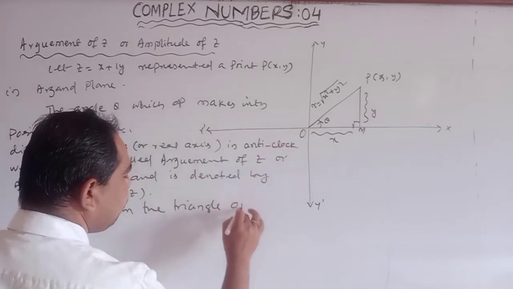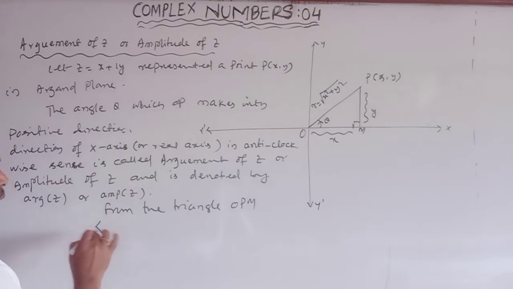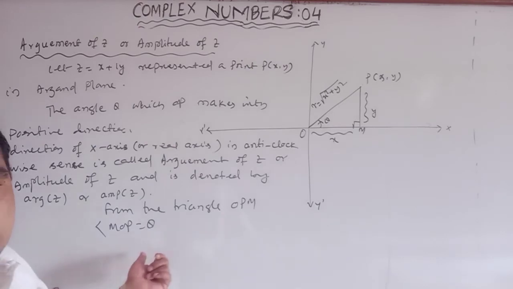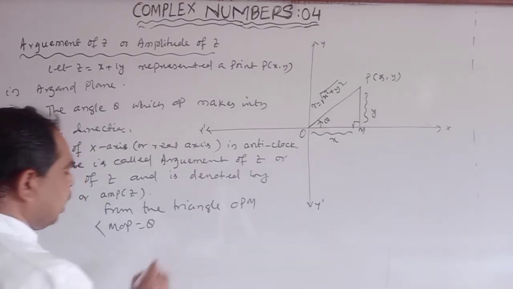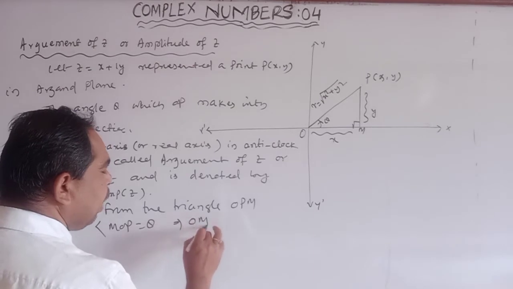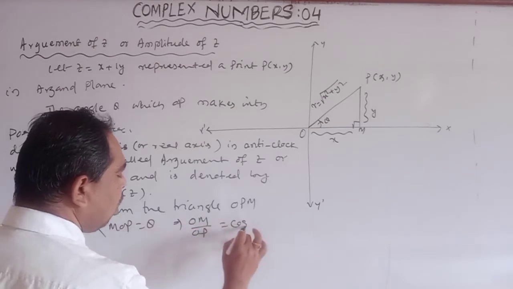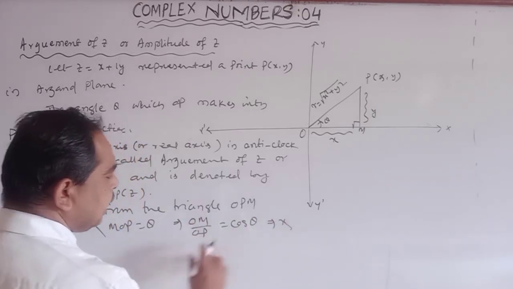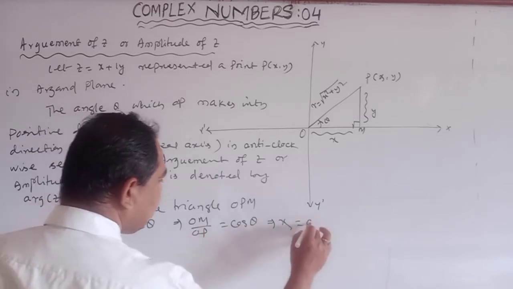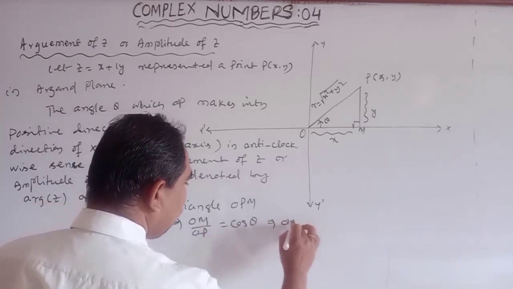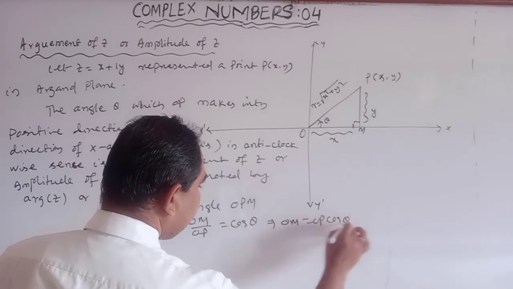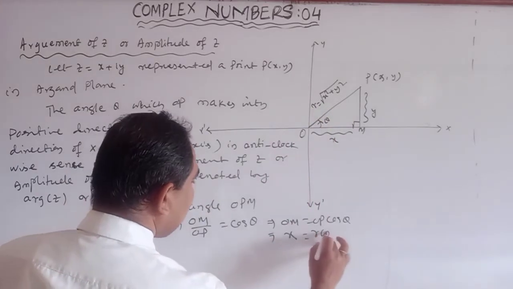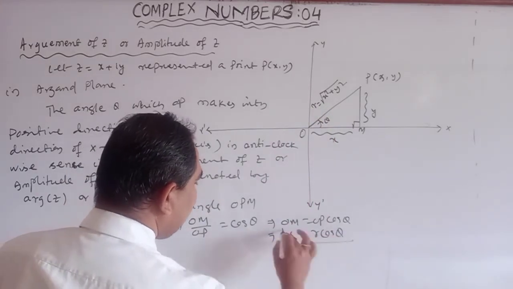angle MOP is equal to theta. So this implies OM by OP is equal to cos theta. So OM means x is equal to OP cos theta. So OM means x, OP means what? R. So x is equal to R cos theta.